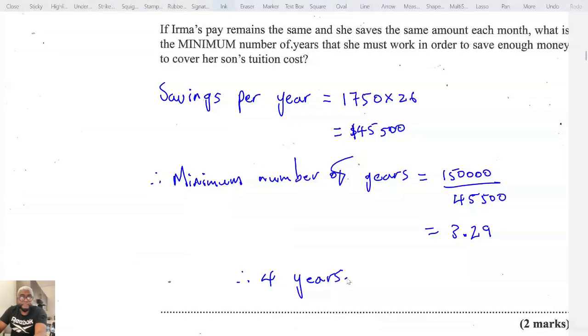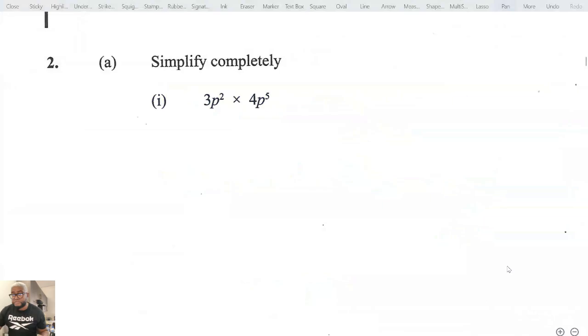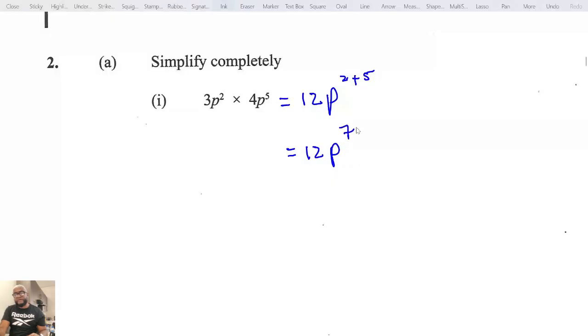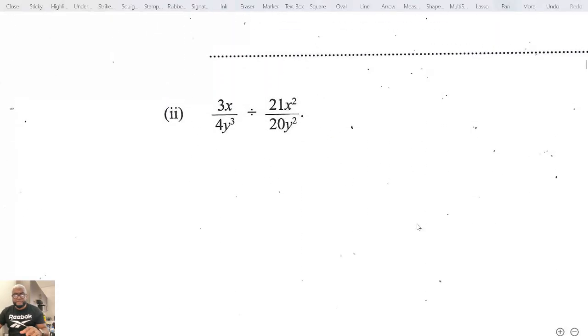She needs to save for 4 years. Right? All right. Multiply the numbers. 3 multiplied by 4 would be 12. And what do you do with the powers when the bases are the same and we are multiplying? Add. So it'll be 2 plus 5. So this will be 12p to the power of 7. Boom, bang. Right, next one.